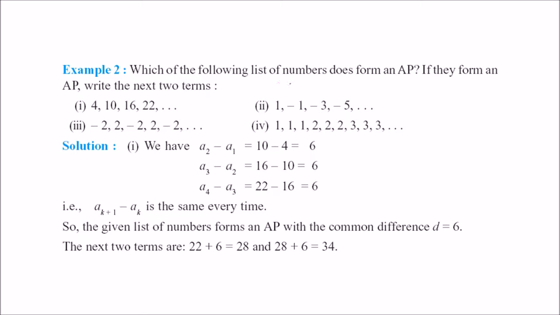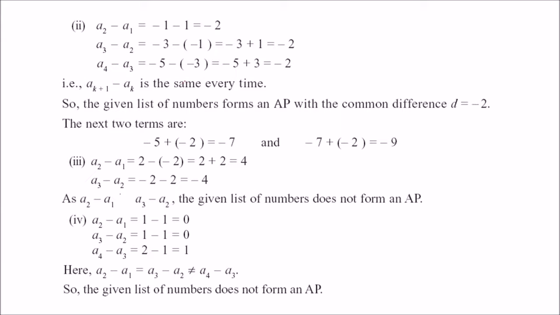Again, which of the following list of numbers does not form an AP? So what we'll do, we'll try to find out the difference. 10 minus 4, 16 minus 10, and 22 minus 16 gives you 6. So there is a common difference, so it is an AP. And if you have to find out the next two terms, since we have found 6 as the common difference, you just have to add 6 to 22 to get 28, and again add 6. So the next two terms will be 28 and 34. You just have to add the common difference.